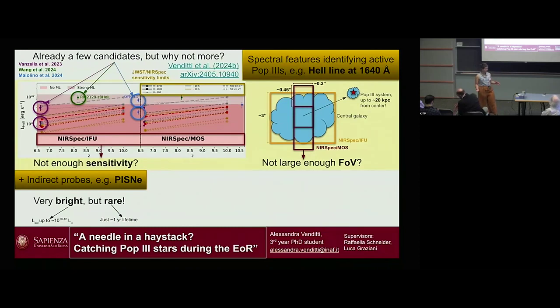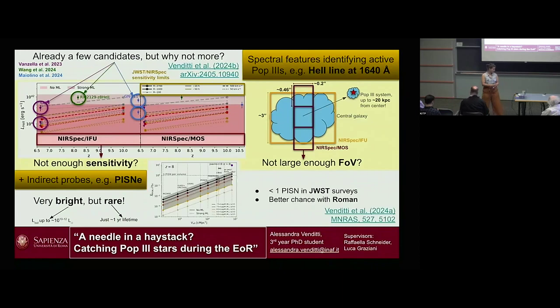But they are also rare. Here I'm showing some predictions for the number of pair instability supernovae that we expect from Dusty Gadget galaxies as a function of effective survey volume. And we see that, unfortunately, less than 1 pair instability supernova is expected in all the considered JWST surveys, while a better chance may be achieved with Roman. However, more optimistic estimates can be obtained if we also include all the unresolved low-mass galaxy populations up to cosmic dawn.